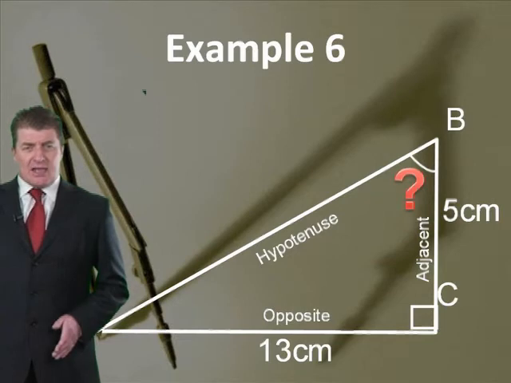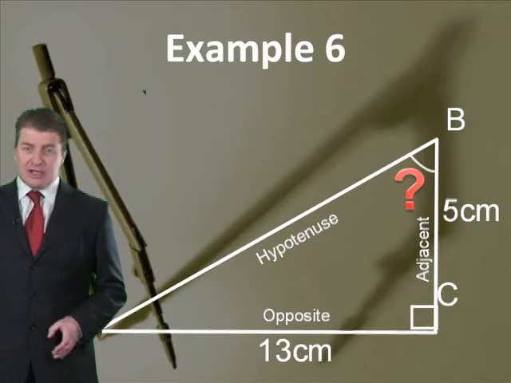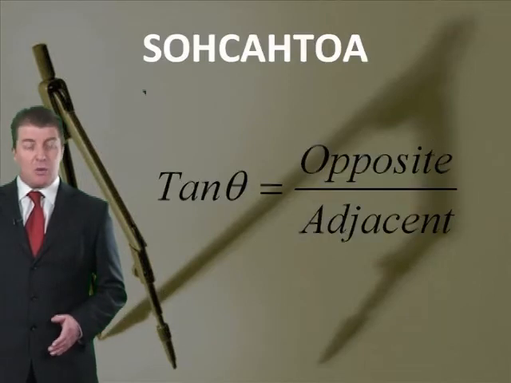Determine the angle here when you have the following measurements. Yeah, we've got these measurements here. Well, we know the length opposite and we know the length adjacent. So what function are we going to use? Well, we're going to use the tan. The tan of the angle equals the opposite divided by the adjacent.